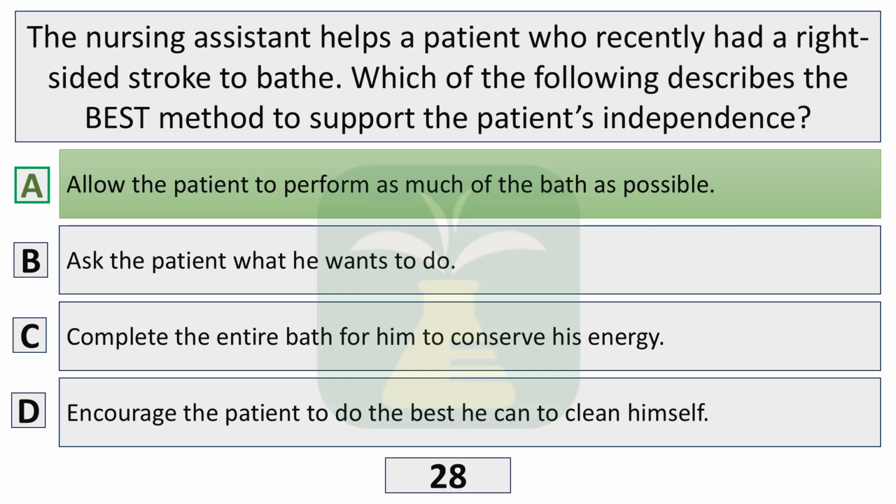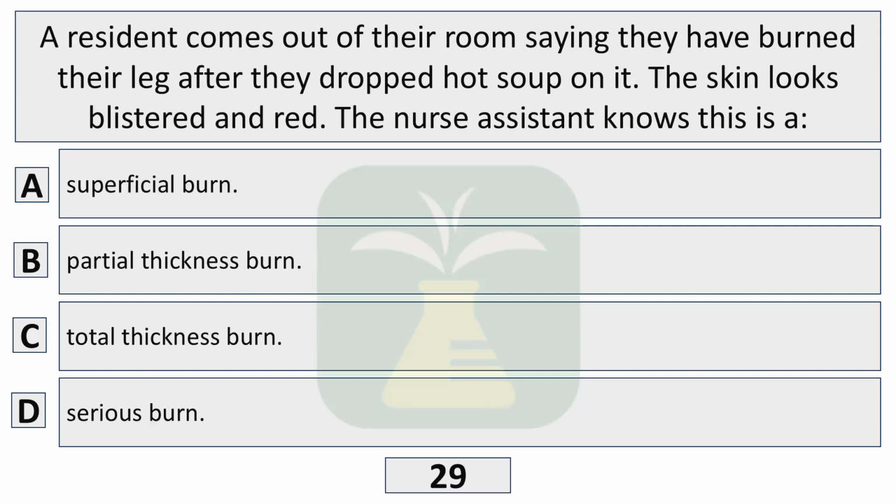A resident comes out of their room saying they have burned their leg after they dropped hot soup on it. The skin looks blistered and red. The nurse assistant knows this is A. Superficial burn. B. Partial thickness burn. C. Total thickness burn. D. Serious burn.